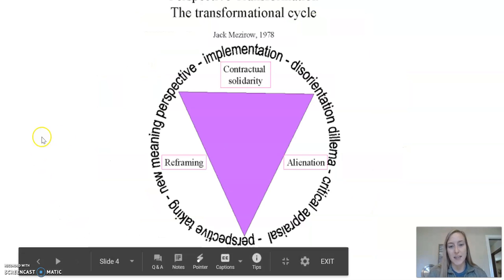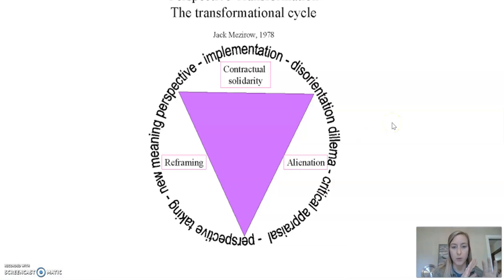This is another article I found online that I really liked. I liked the way that it draws different areas where people might be feeling alienation, reframing, into those original 10 steps.